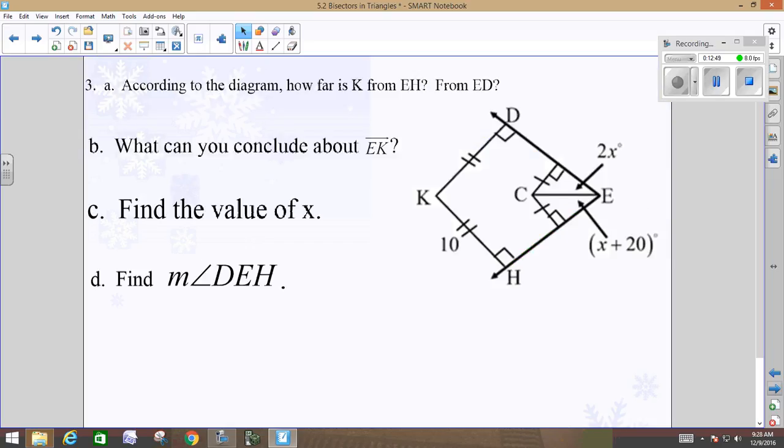All right. 3. According to our diagram, they want to know how far point K is from EH and ED. So the distance from the point to the line. Well, the distance between 2 objects, or the shortest distance between 2 objects, is always a what?